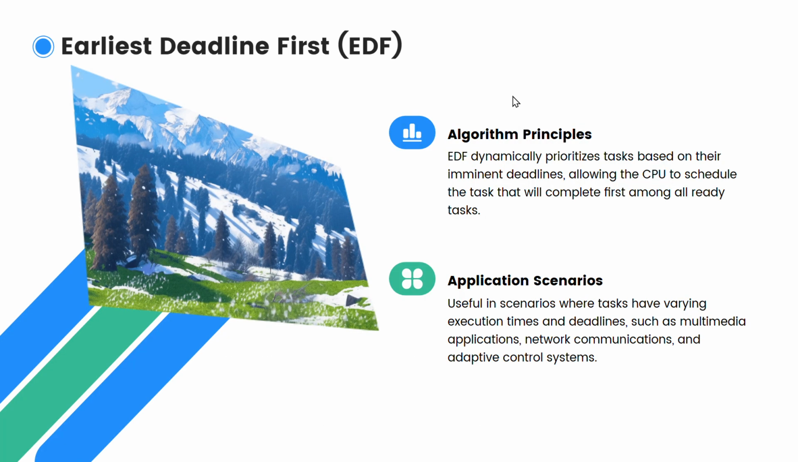Earliest deadline first, EDF. Algorithm principles of EDF: EDF dynamically prioritizes tasks based on their imminent deadlines, allowing the CPU to schedule the task that will complete first among all ready tasks. Application scenarios: useful in scenarios where tasks have varying execution times and deadlines, such as multimedia applications, network communications, and adaptive control systems.